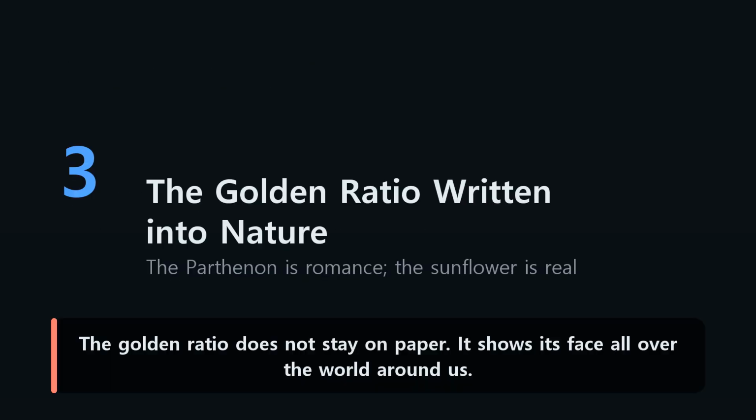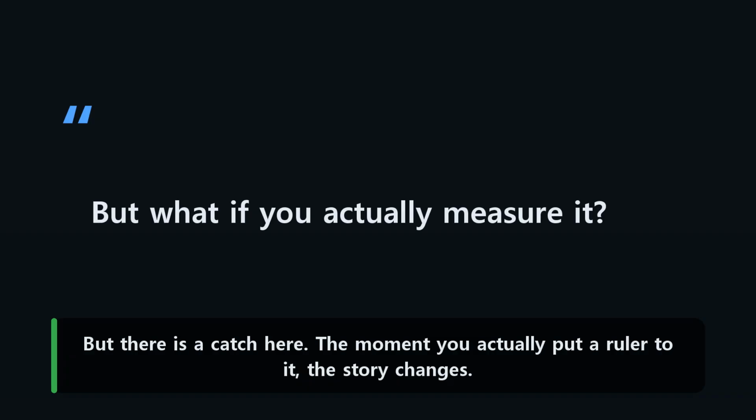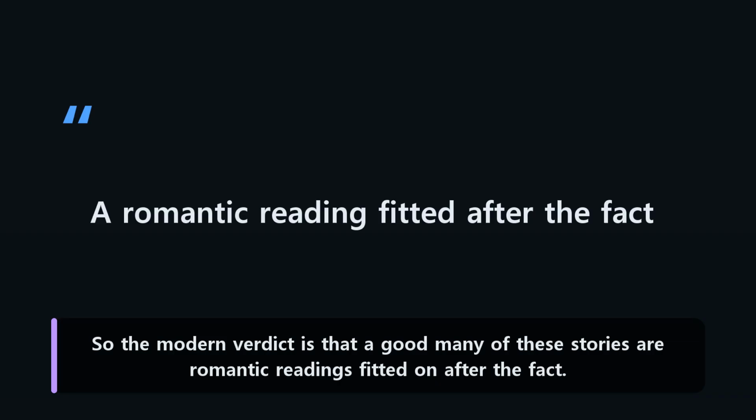The golden ratio does not stay on paper. It shows its face all over the world around us. The Parthenon of ancient Greece, and the spiral of a seashell. People love to call these the golden ratio. But there is a catch here. The moment you actually put a ruler to it, the story changes. The value shifts depending on where you decide the edge is, so it never lands exactly on 1.618. So the modern verdict is that a good many of these stories are romantic readings fitted on after the fact.